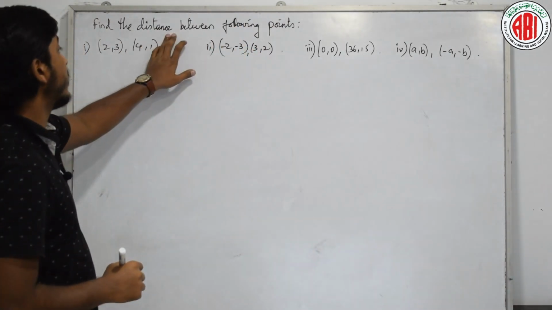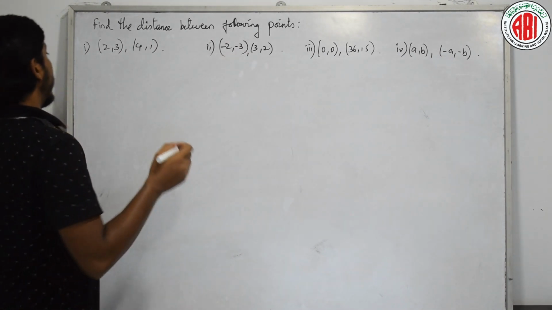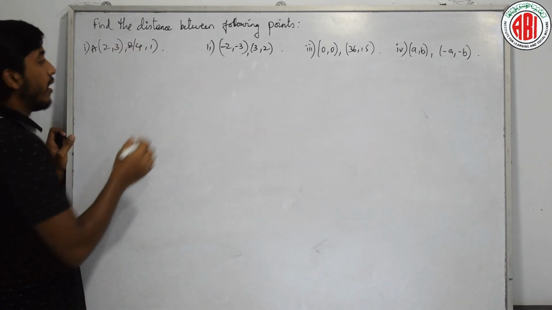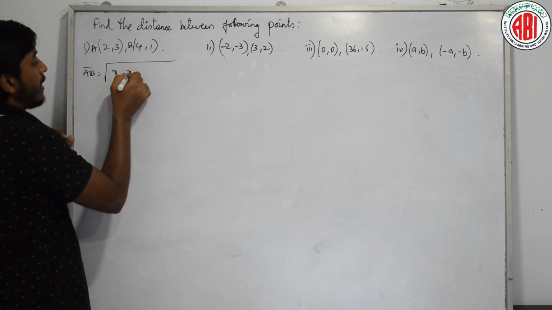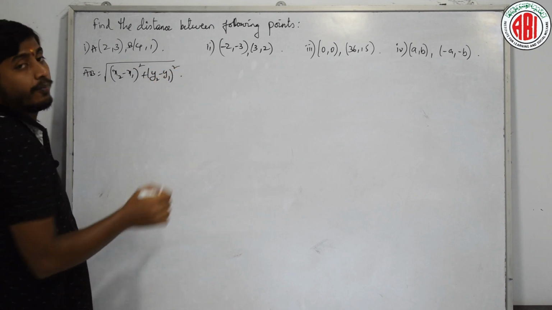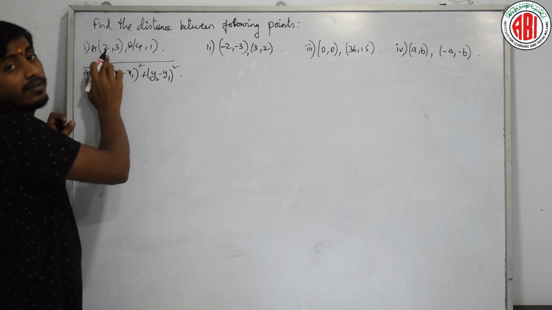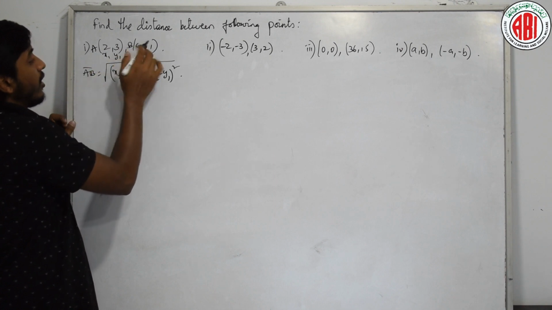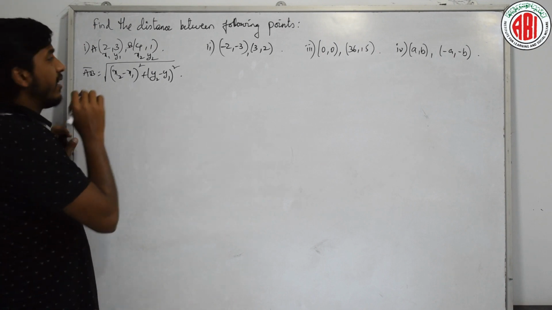Let's start. See here, what are the questions given here? He is asking us to find the distance between the following points. Let us say this has point A and this has point B. What is the formula for distance? Under root x2 minus x1 whole square plus y2 minus y1 whole square. Right? What are x2 and x1? If this point is the first point, let us write it as x1 y1 and the other point as x2 y2. Just giving names to them.